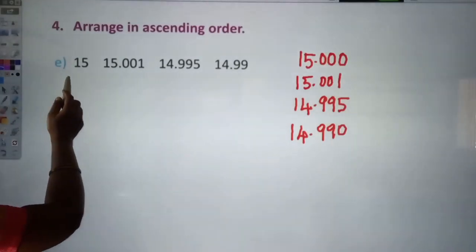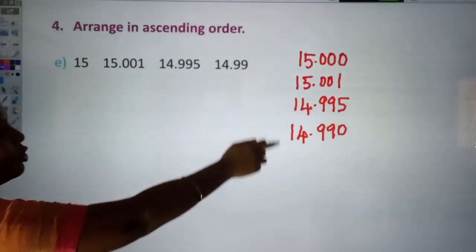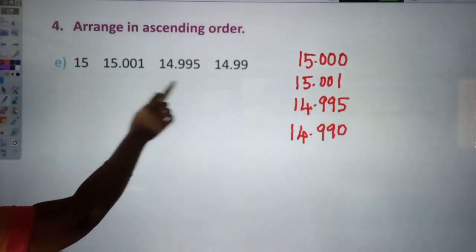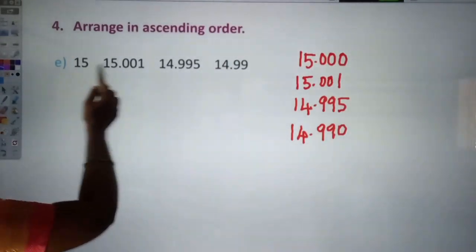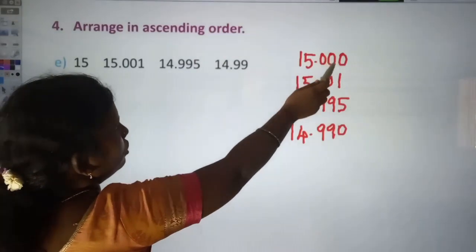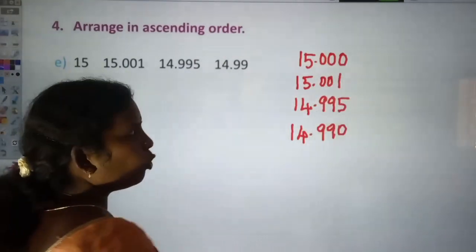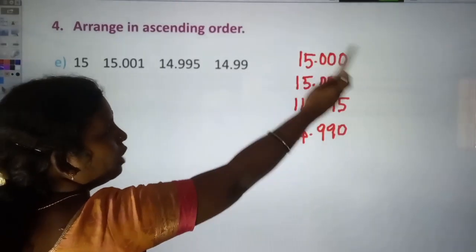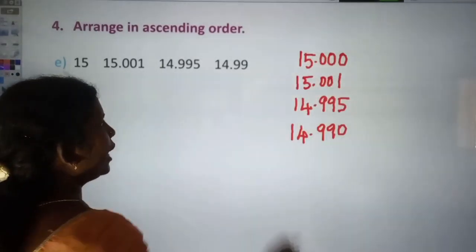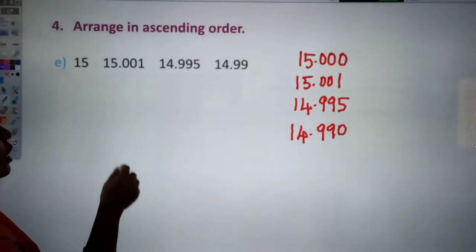Ascending order means smallest number to greatest number. First I have converted all the decimals to like decimals. Here they are unlike decimals, and I have converted them into like decimals. See, 15 I have written as 15.000. These zeros have no value. After the decimal point, if you add zeros at the end, they have no value. Hence I can add the zeros to make it a like decimal.